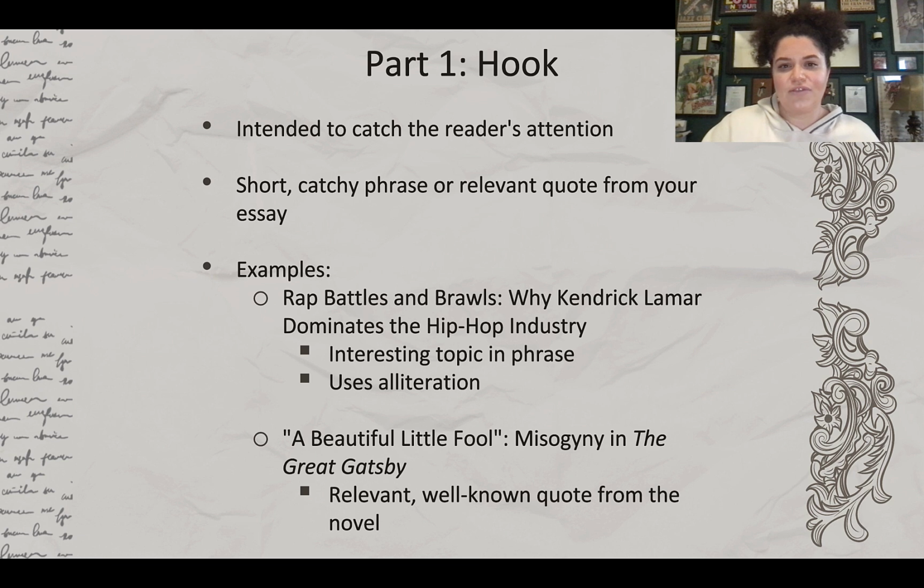Let's talk a little bit about the first part, the hook. This is intended to catch the reader's attention. Hooks show up in our introductions as well, but this is something different. This is still your title, okay? So the first part of an academic title is a hook. It's intended to catch your reader's attention. So it should be a short, catchy phrase or a relevant quote from your essay.